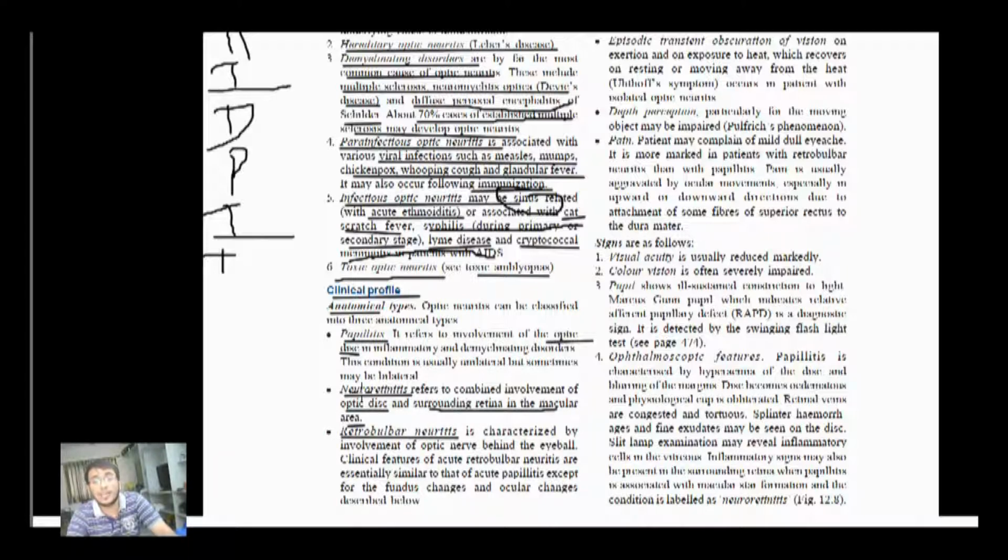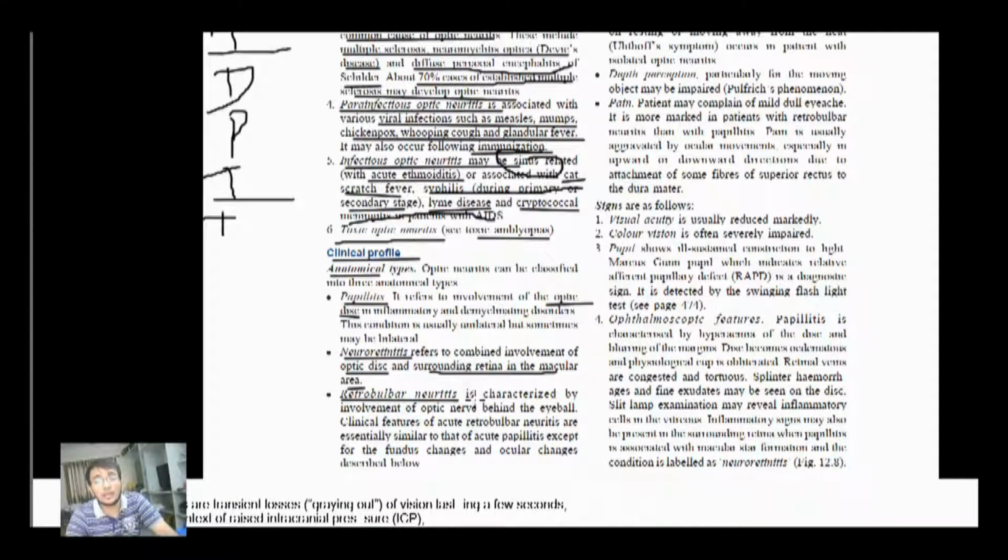We have to remember LMNO: L for lateral, M for macula, so the macula is lateral; N for nasal, O for optic disc, so the optic disc is nasal. So in papillitis, the nasal part, that is the optic disc, is involved. In neuroretinitis, both the nasal, that is the optic disc, and the lateral, that is the macular area, are involved. In papillitis there is an inflammatory and demyelinating disorder. It is usually unilateral, but sometimes it may be bilateral.